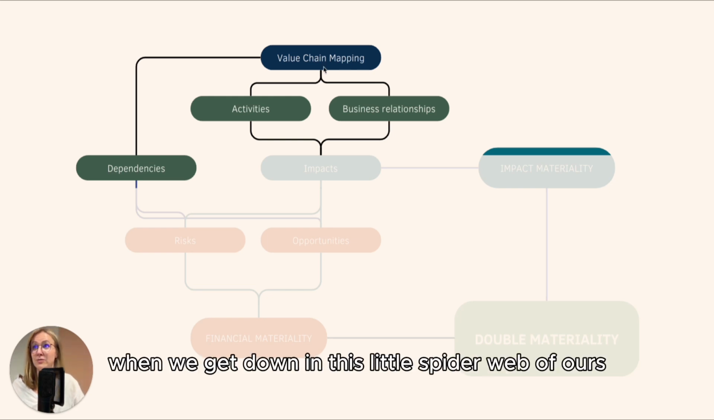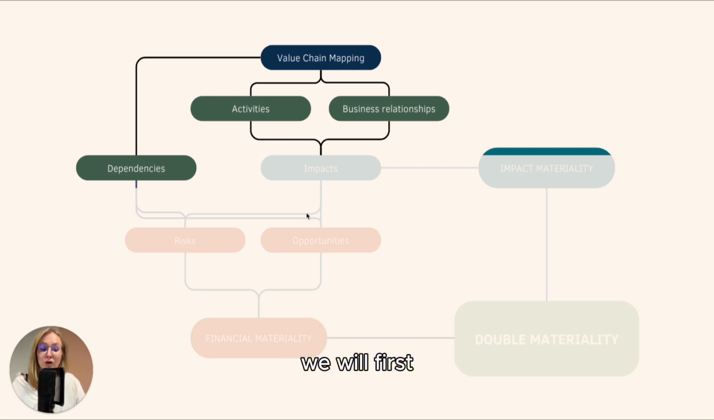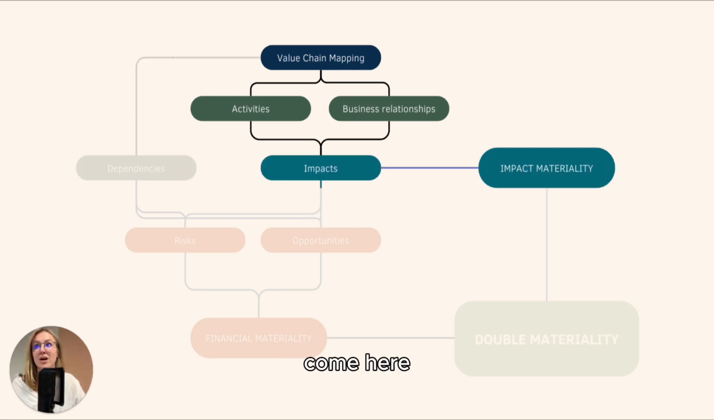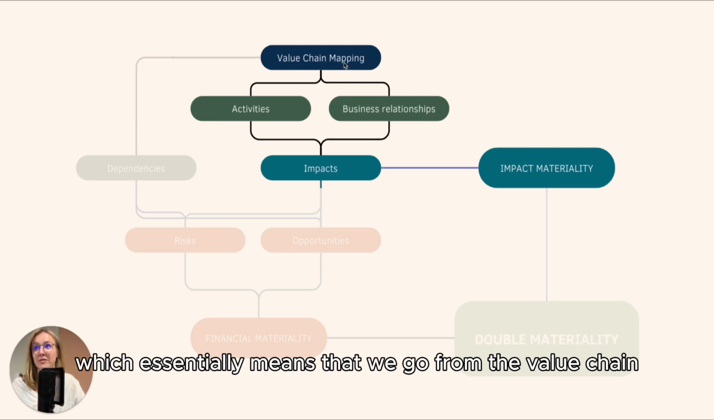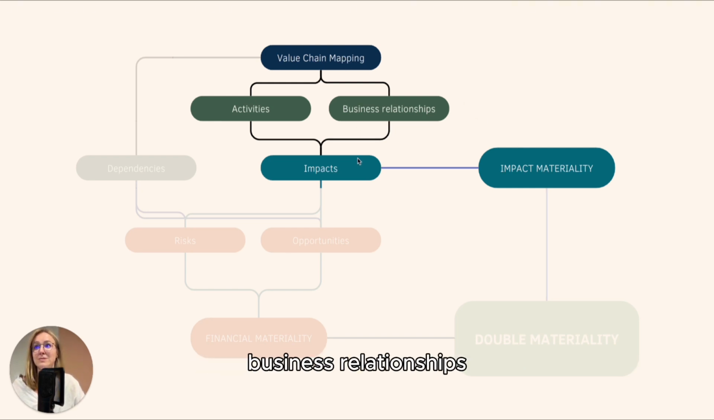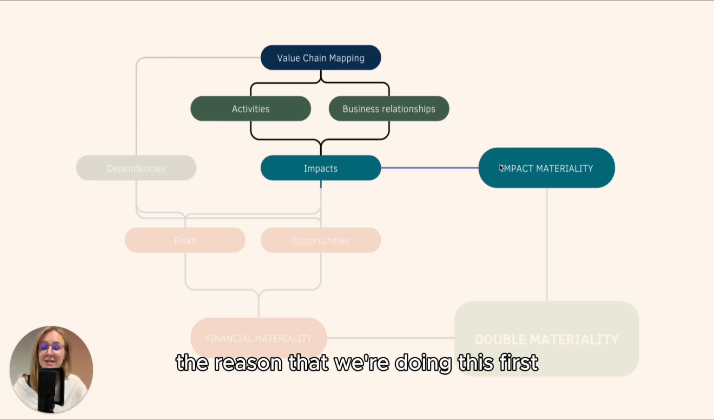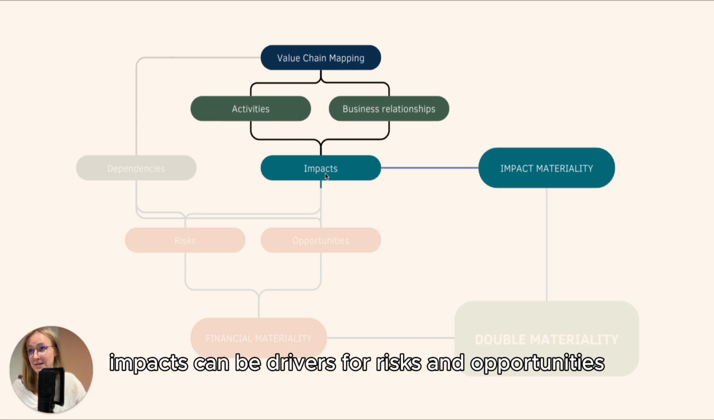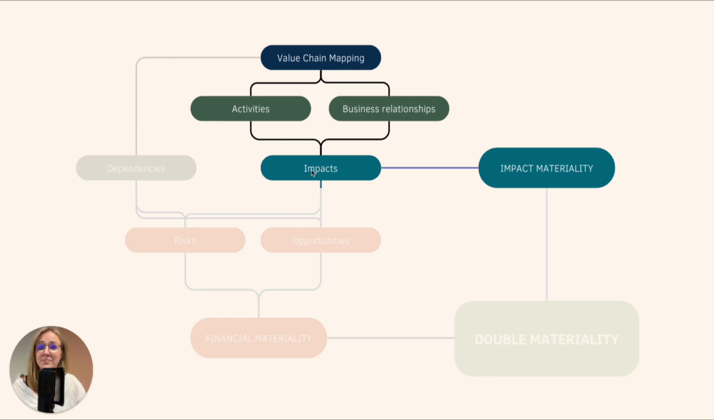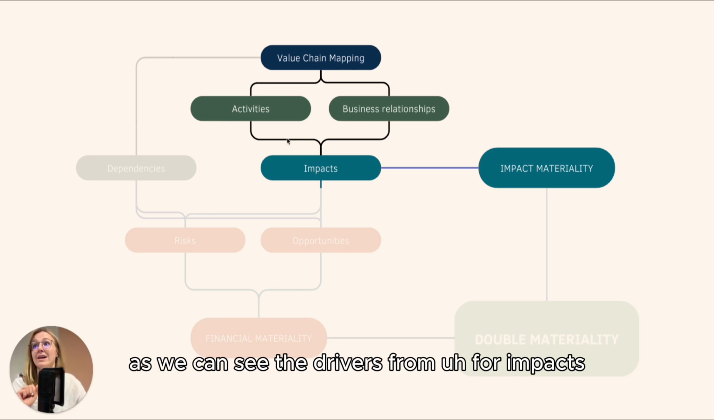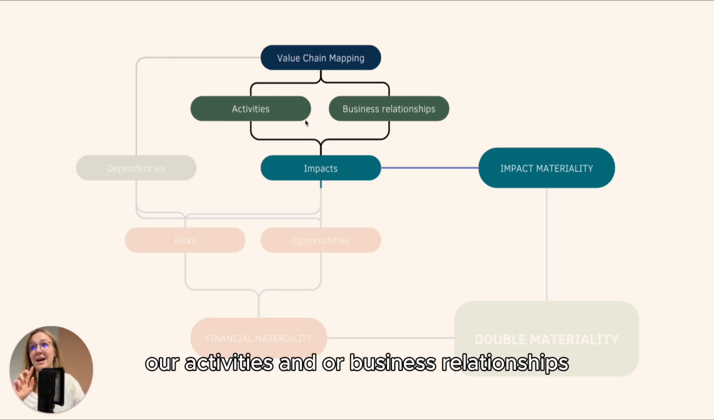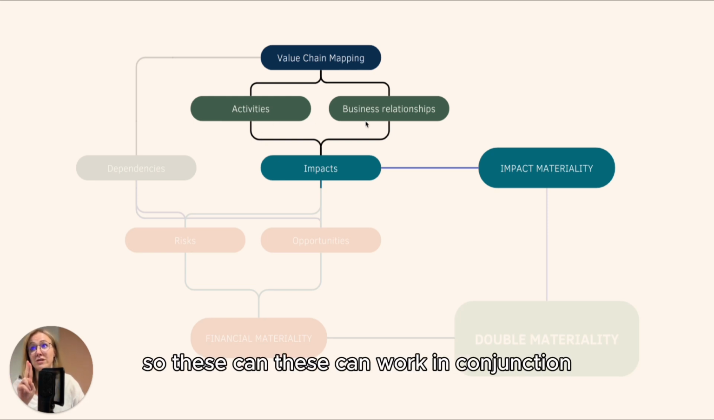As you can see here, when we get down in this little spider web of ours, we will first come here, which essentially means that we go from the value chain mapping, we look at the activities and business relationships, and find impacts, that will be the impact materiality. The reason that we're doing this first is that impacts can be drivers for risks and opportunities. It's really important that we do the impacts first. And as we can see, the drivers for impacts are activities and or business relationships. So these can work in conjunction.